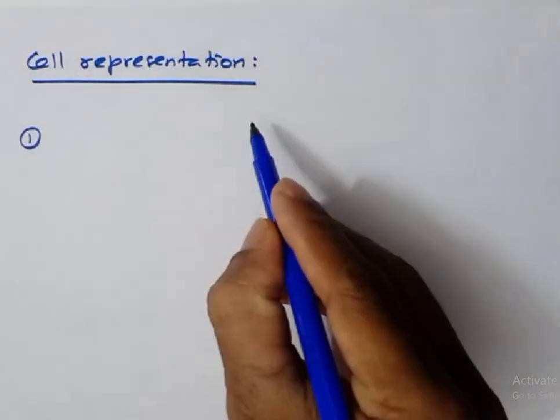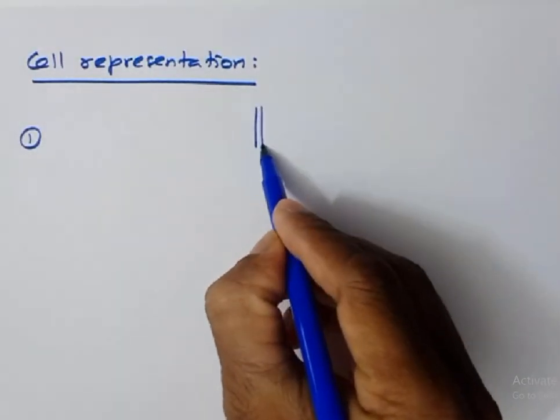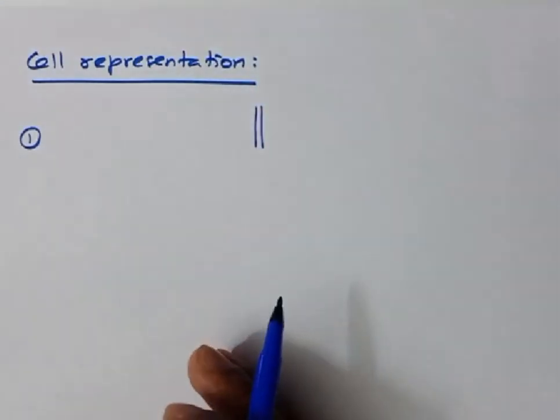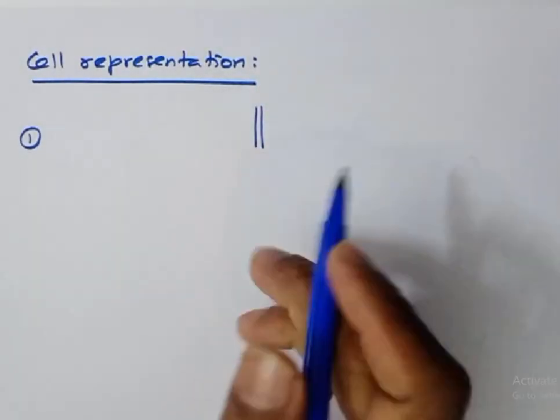First, remember this point. Put a double vertical line, parallel lines, right? This represents a salt bridge.